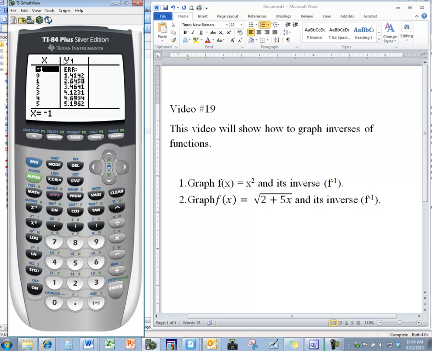When you go to the table, it's only going to show you the original graph. It's not going to show you the ordered pairs for the inverse, but you can always just exchange these x's and y's, and that's another way that you can obtain the graph of your inverse.